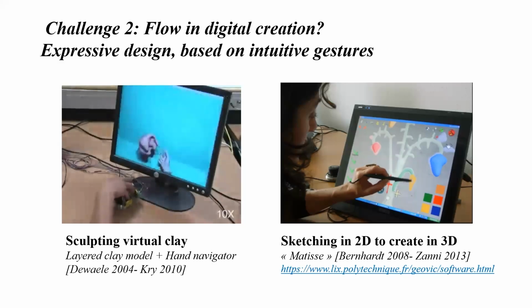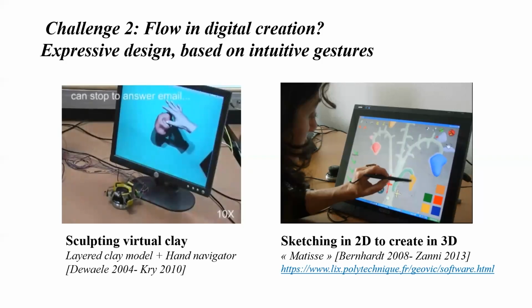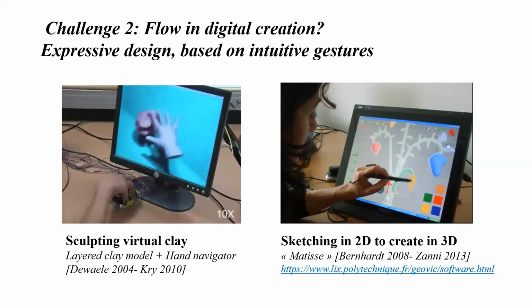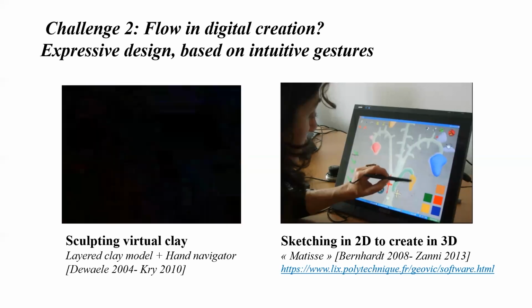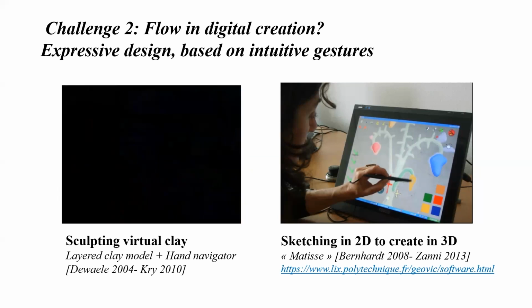It was based on a layered model. But to sculpt clay, you need to have a hand model, and we designed a hand navigator, a device where with your hand, you apply pressure with your fingers, and each time you capture the pressure for the real finger, it will curve the virtual fingers. So it enables you to sculpt.